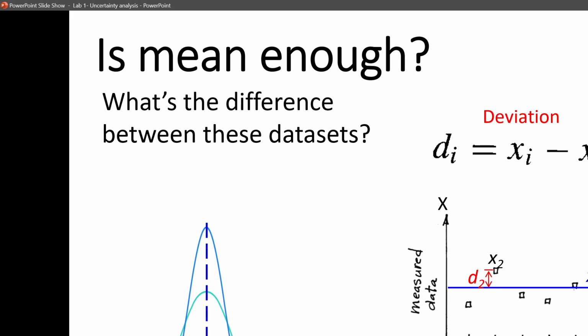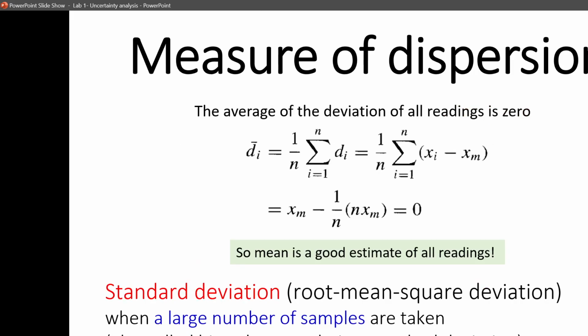What should we do? We essentially have to take the deviation from the mean into account. As you can see in this blue one, the deviation from the mean is not that huge, but in the purple one, the deviation is huge. So we have to have a way of including this deviation in our representation of the measurements. And how do we do that?